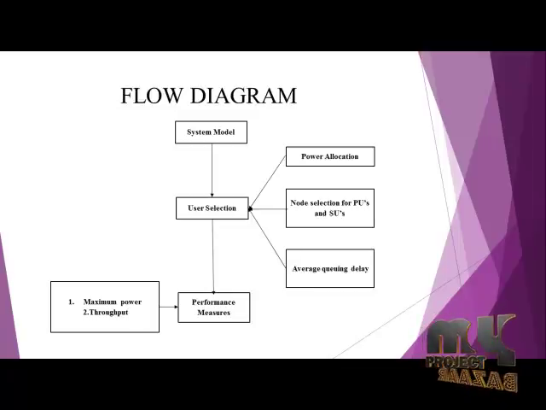In this user selection process, the first step is to allocate the power and the second step is to select the node for both primary and secondary users. In our process, we form a queue to transfer the data, implementing queuing delay. Finally, we measure the performance: the first one is maximum power and the second one is throughput.